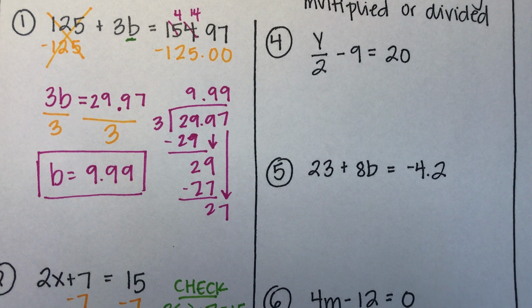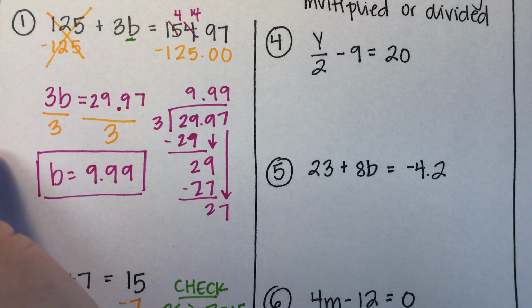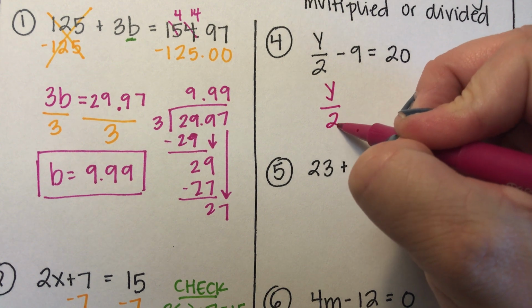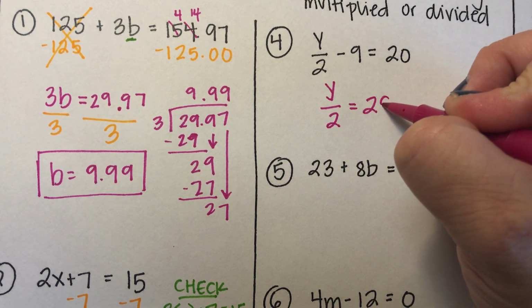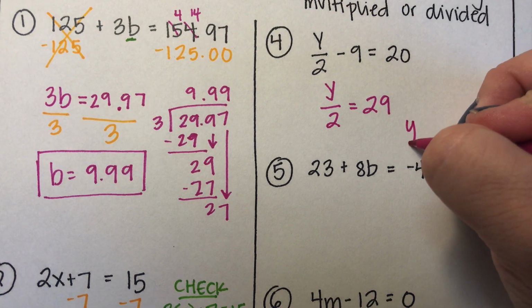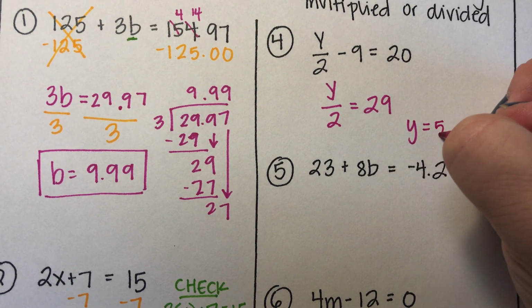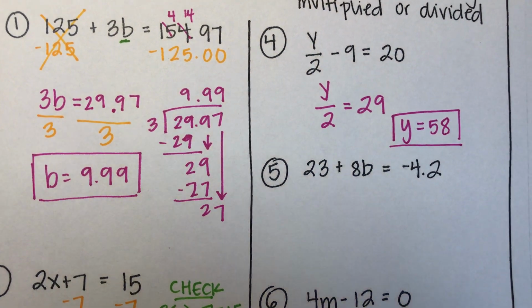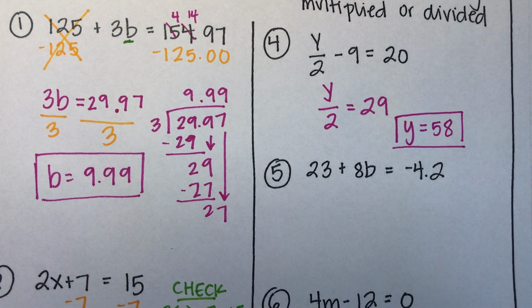On number 4, you should have got 58. Here's how you do that. You add 9 to both sides. So now I have y over 2 equals 29. Now I have to multiply both sides by 2. So y equals 58. 29 times 2 is 58.